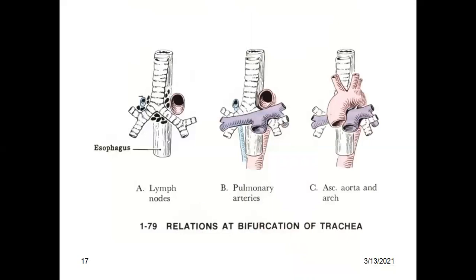And here you can see the relationships of the pulmonary vessels to the trachea at this level of the bifurcation. On the right side, we have the arch of the azygos vein, and on the left side, we have the arch of the aorta. And again, you can see posteriorly, the pulmonary artery on the right side is lower than the level of the right upper lobe bronchus, while on the left side, it is above the origin of the left upper lobe bronchus.